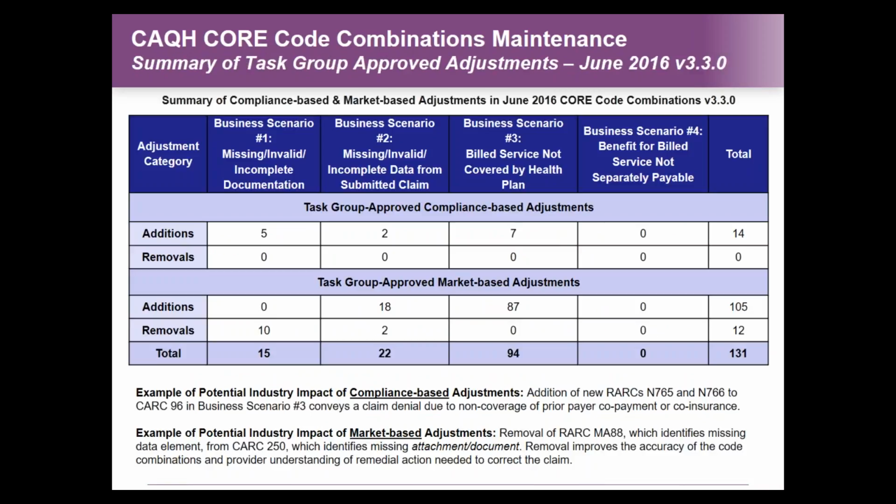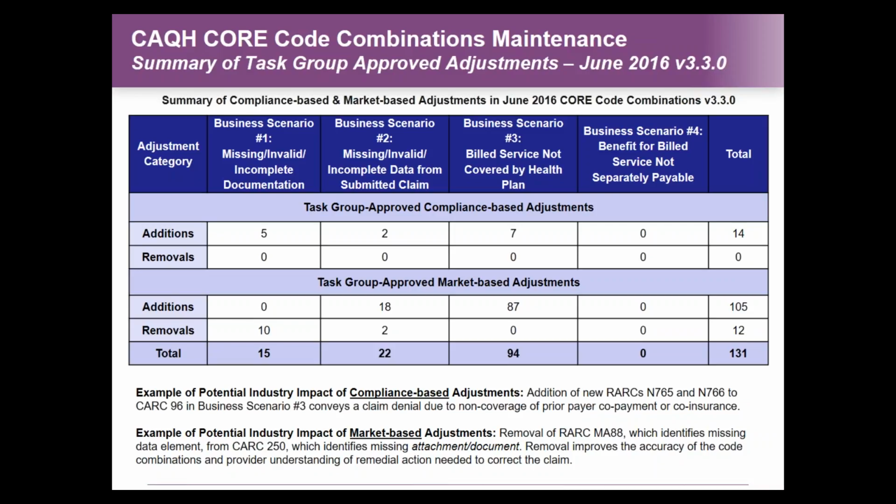The table on slide 26 provides an overview by core-defined business scenario of the adjustments included in the June 2016 core code combination. Through extensive polling and task group discussion to reach consensus, the task group agreed to a set of compliance-based and market-based adjustments, including the addition of 119 new code combinations and the removal of 12 existing code combinations. At the bottom of slide 26, 2 examples are provided of the approved compliance-based and market-based adjustments and their anticipated industry impact.